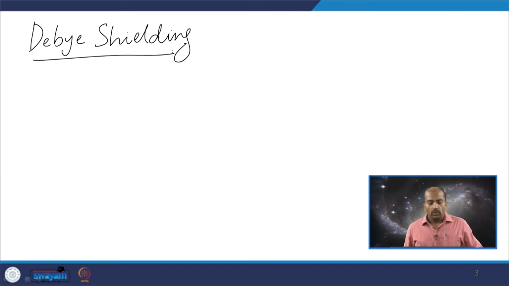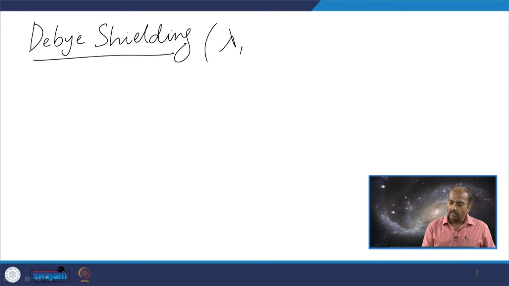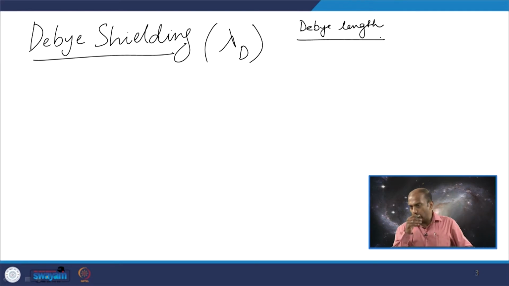So, Debye shielding, or rather, in this class we will derive an expression for lambda d. This is called the Debye length. So, what is Debye shielding? Before I go into the details or take up examples to illustrate it, plasma has the ability to shield electric fields.